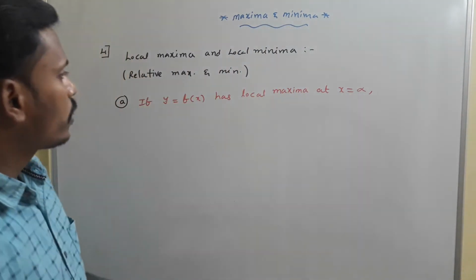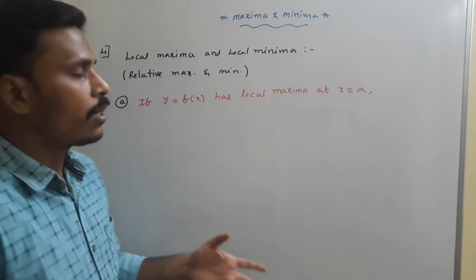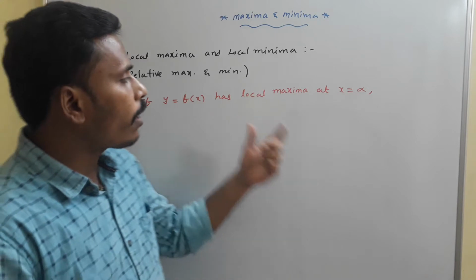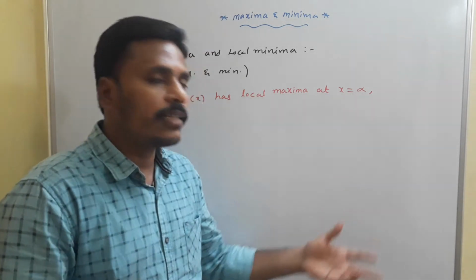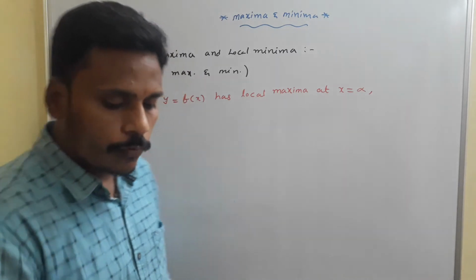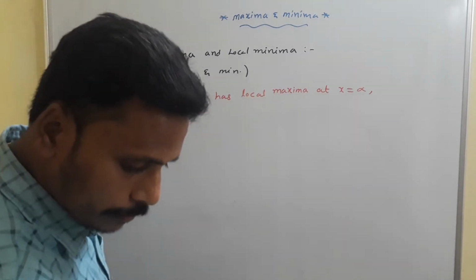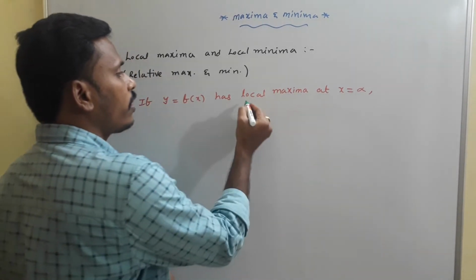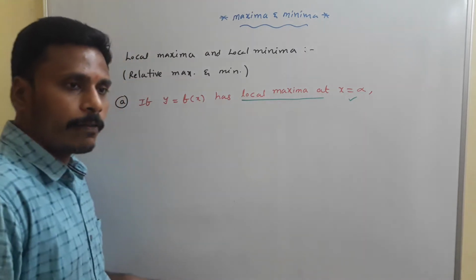Now, with that knowledge, I am going to derive certain conditions for local maxima and local minima. I will then use these conditions to solve different problems. First of all, you just have a look here. I have a function y is equal to f of x, and this function f of x has local maxima at x is equal to alpha.